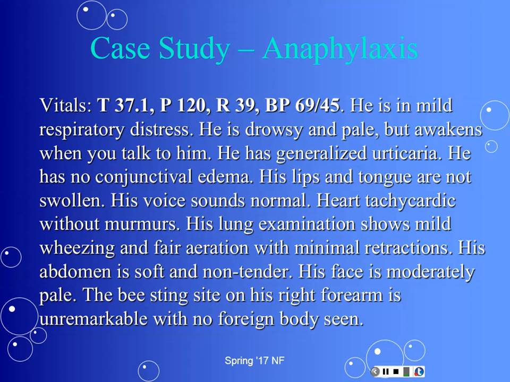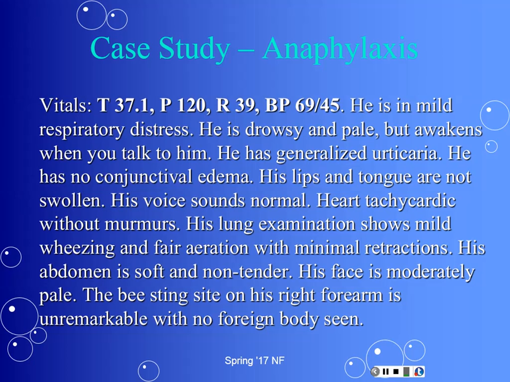He's in mild respiratory distress, he's drowsy and pale, and he awakens when you talk to him. He's got generalized urticaria. He has no conjunctival edema, and his lips and tongue are not swollen. His voice sounds normal. He's tachycardic, but he doesn't have any murmurs. His lungs show mild wheezing, and he's aerating fine with minimal retractions. Abdomen's soft, non-tender. His face is moderately pale, and the bee sting site on his right forearm is unremarkable. They don't see any foreign bodies still in the wound.